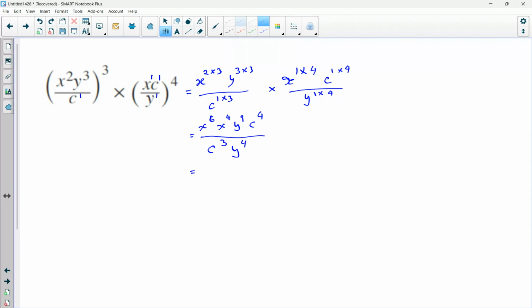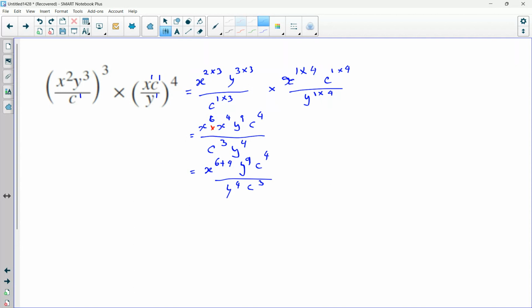Now, between these two there is actually an invisible times. So when there's an invisible times between the two, the rule then changes. The two powers sitting on top of the x's, you must add them together. So then we get x raised to the power of 6 plus 4, y raised to the power of 9, c to the power of 4, all over y to the power of 4, and c to the power of 3.